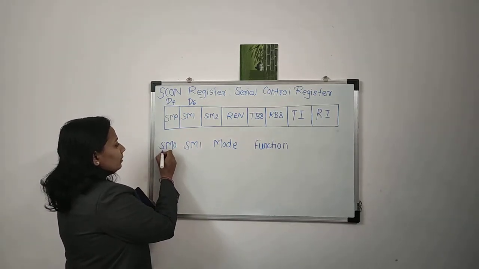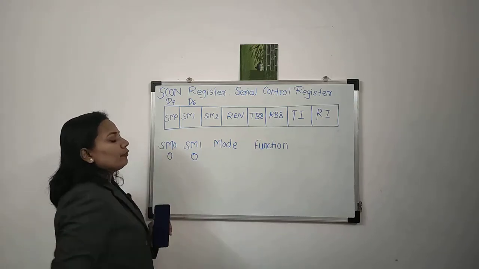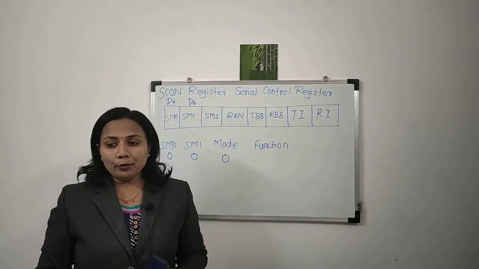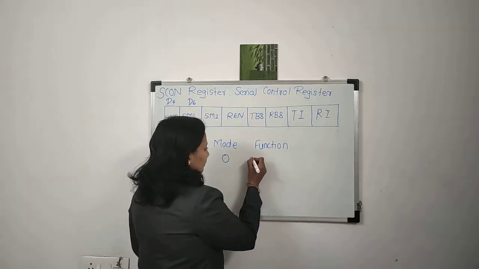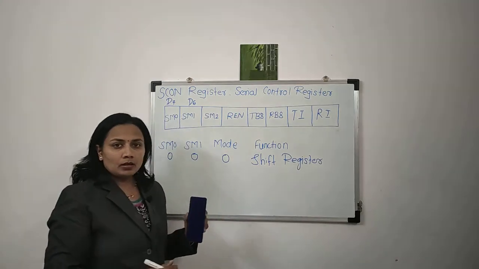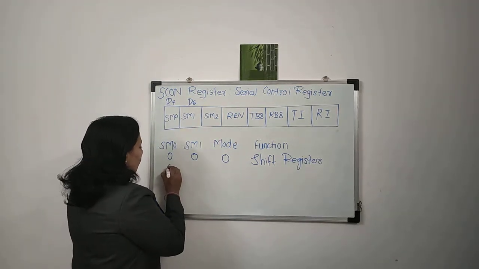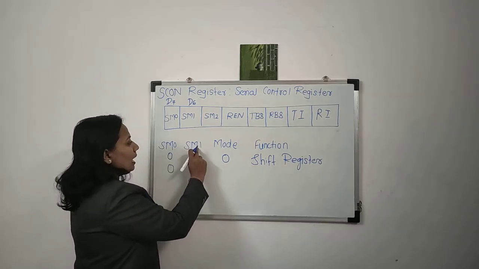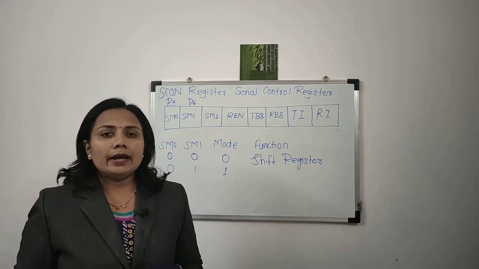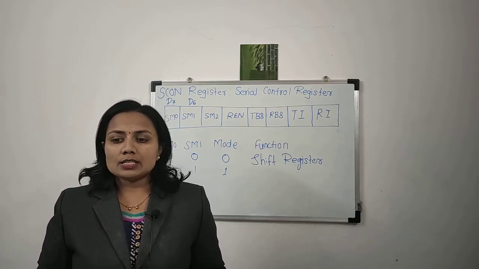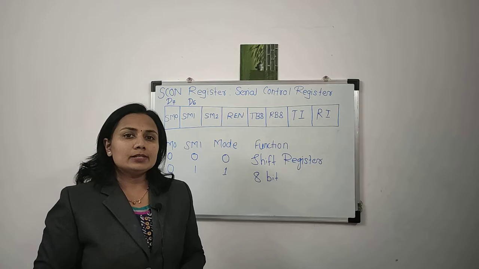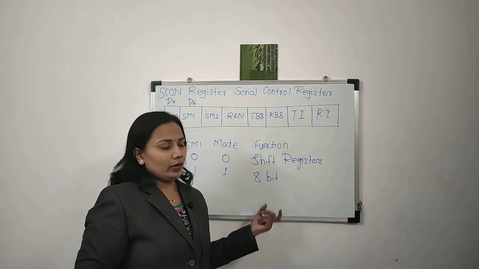For example, when both these bits are 00, we are going to use serial mode 0. Here we are going to use the shift register, so this mode is called shift register mode. The second mode is when SM0 is 0 and SM1 is 1. This mode is called serial mode 1, and the data transfer is done for 8 bits of data. So here the UART will send 8 bits of data at once.